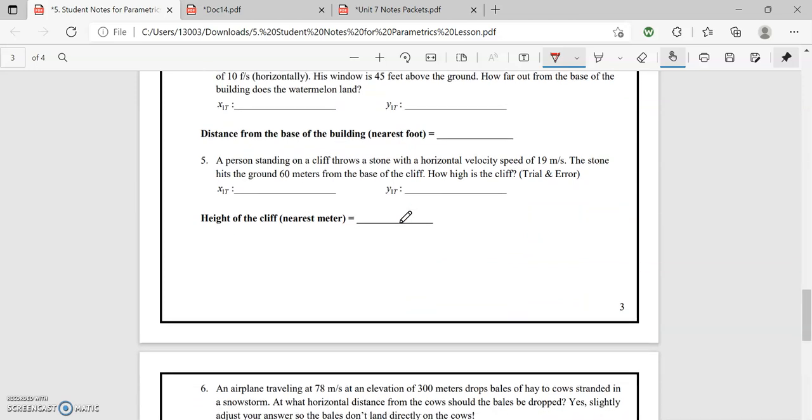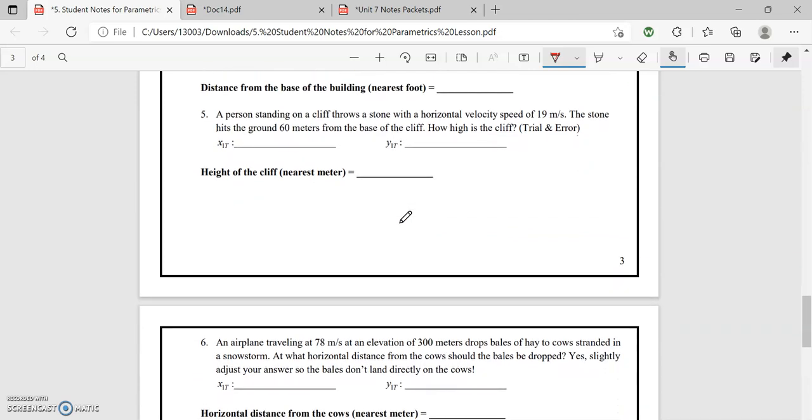I digress, because I'm really trying to do question 5. Question 5 is pretty different. I'm going to say, first of all, a person standing on a cliff throwing a stone horizontally. Here's the difference. We're given the horizontal velocity, but we now know how far from the base of the cliff it lands. What we don't know is how high the cliff is. The first thing I want you to do is take this right here and scribble it out. There is no reason to do trial and error. We can do the exact answer.